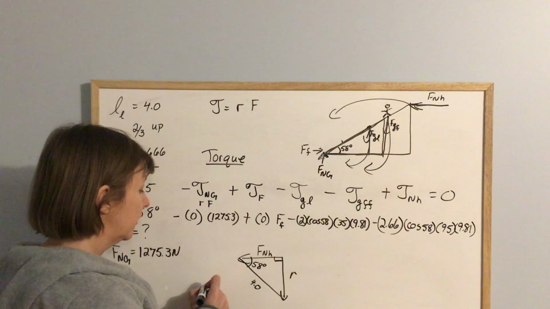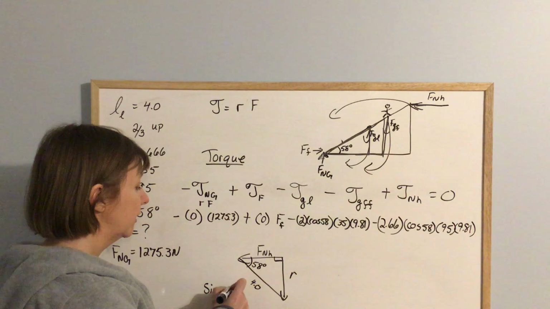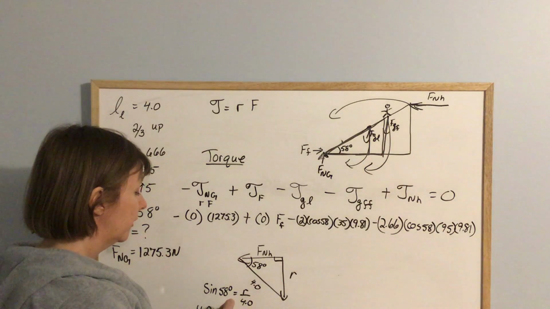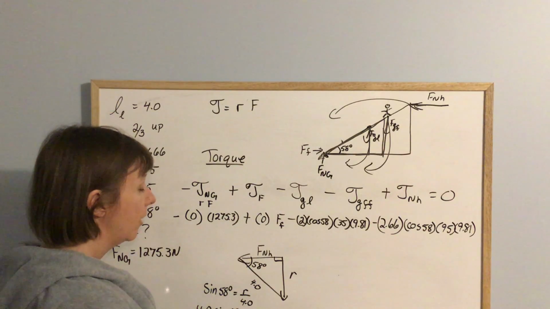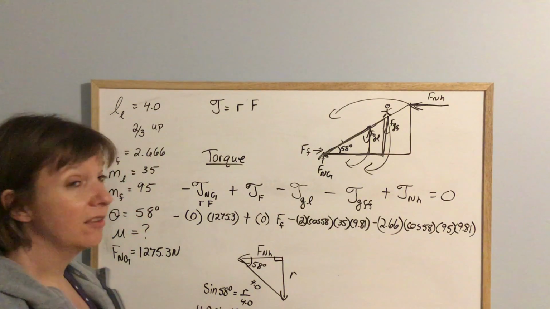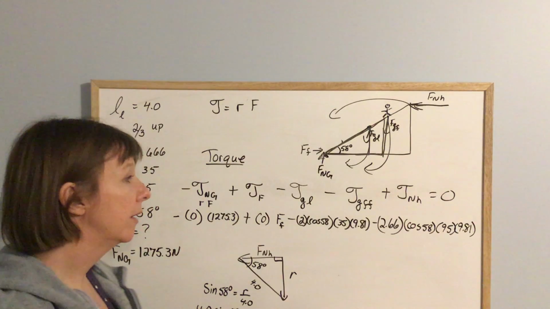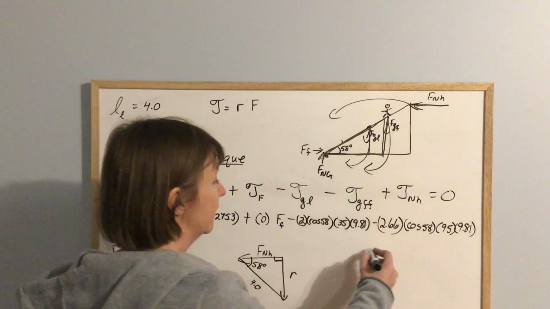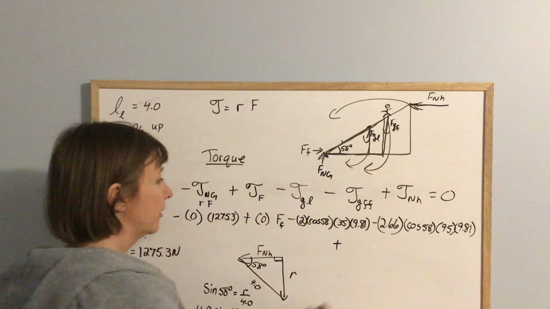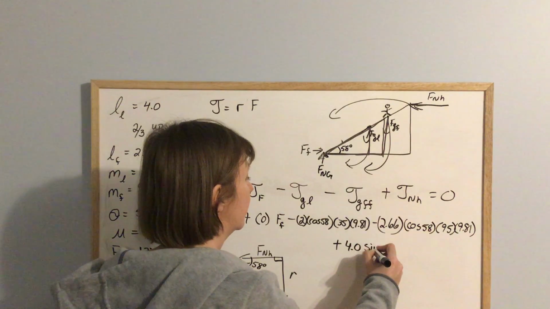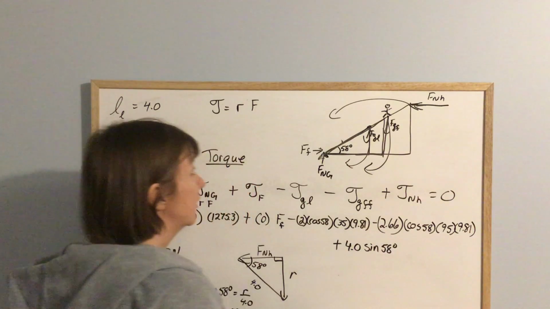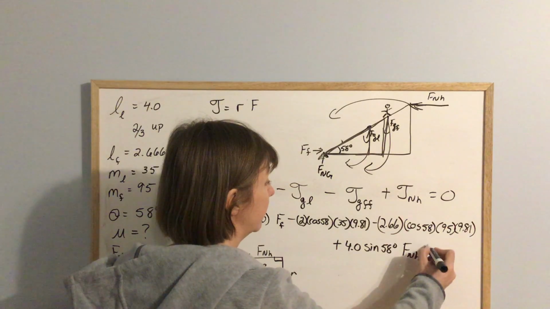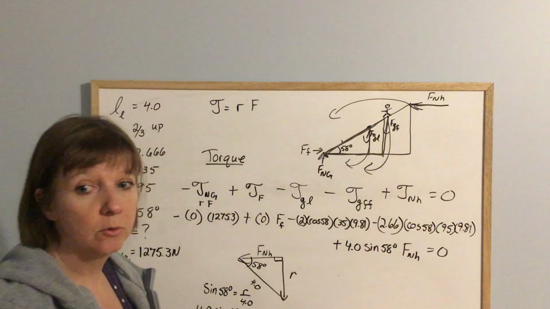So in this case, I would say sine of 58 is equal to R over 4. So 4 times sine of 58 is my R. In your textbook, they say cos. They're wrong, okay? They're not right. So plus, and I'm going to have to put this down here, lever arm distance is 4 times sine of 58 times my force. Now my force is the normal force on the house, and I don't know what that is. But I know that the whole thing has to equal 0.